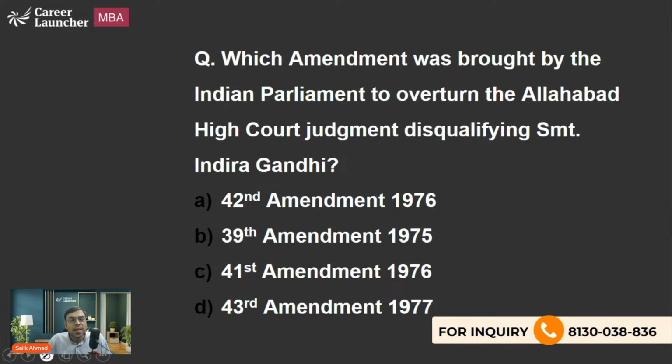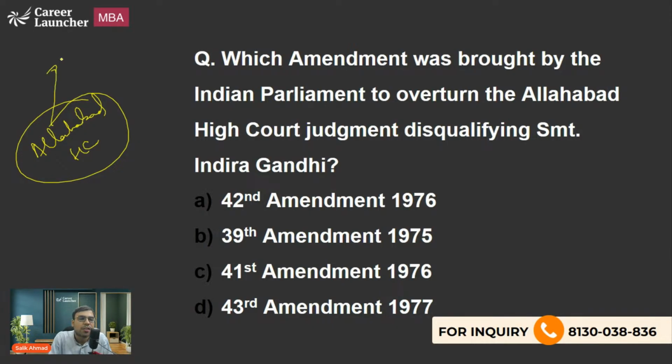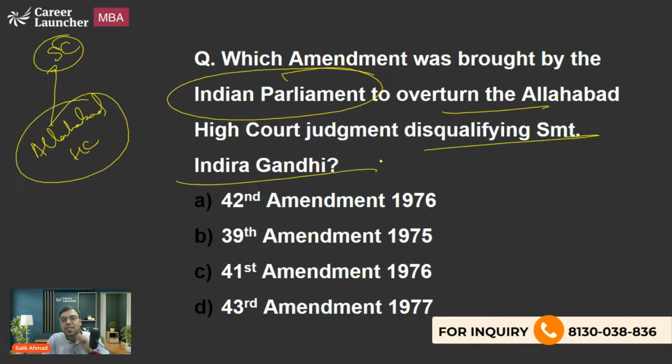Now, when the matter was being heard, the Allahabad High Court order, a single judge bench order disqualifying Srimati Indira Gandhi ji as a member of parliament from Rae Bareli. When the matter was being heard by the Supreme Court, the Indian Parliament brings a law to reverse that decision. Even the Indian Parliament comes up with the law. And what is that amendment called? If you know it, I'll be very happy to know. Write in the live chat.